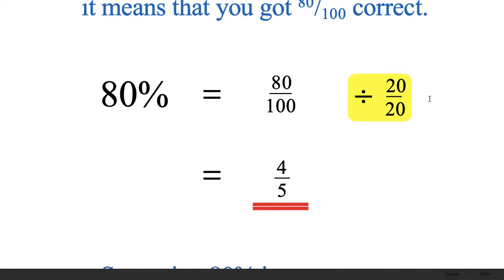Now bear in mind there, you're not dividing by 20, but you're actually dividing by 20 20ths, which is the same as dividing by 1. If you divided it by 20, it would get smaller, but it's not getting smaller. 4/5 is the same as 80 hundredths. So you're dividing by 1 in the form of 20 20ths. And when you divide something by 1, it stays the same size. 4/5 is the same size as 80 hundredths.